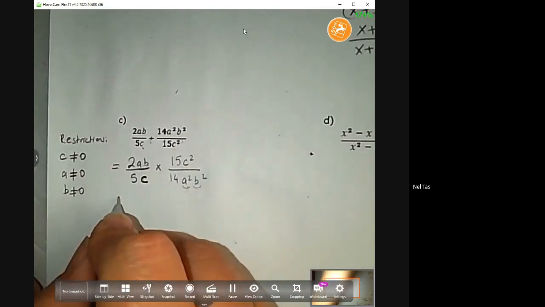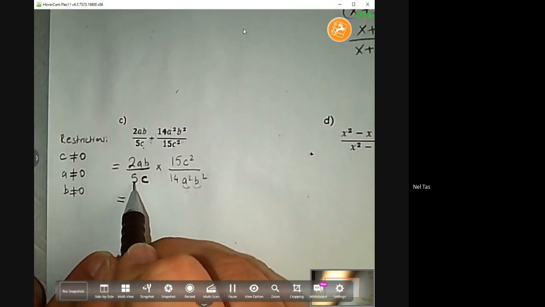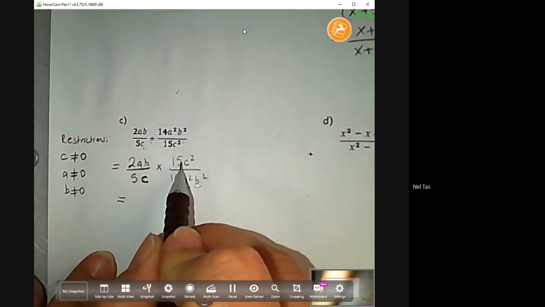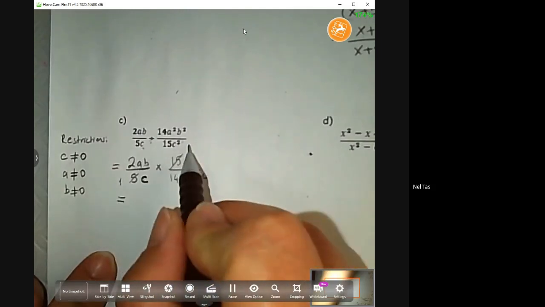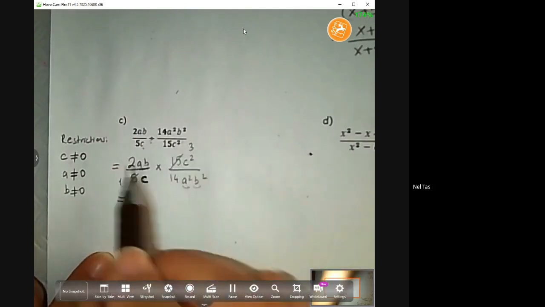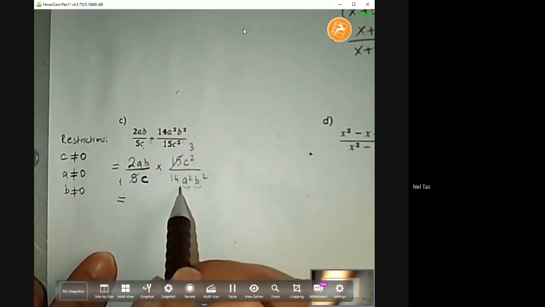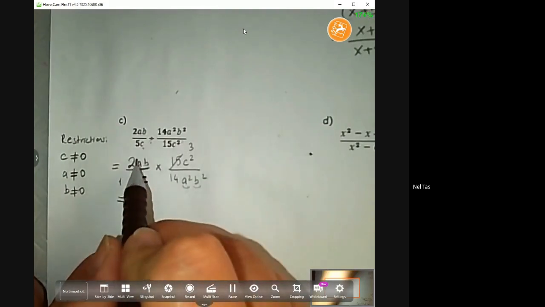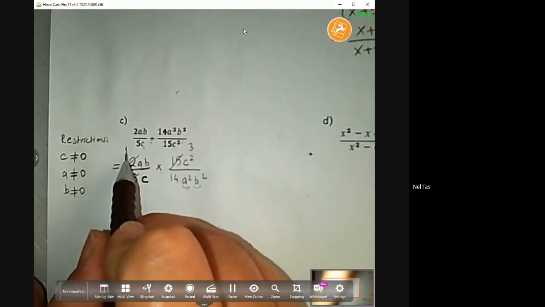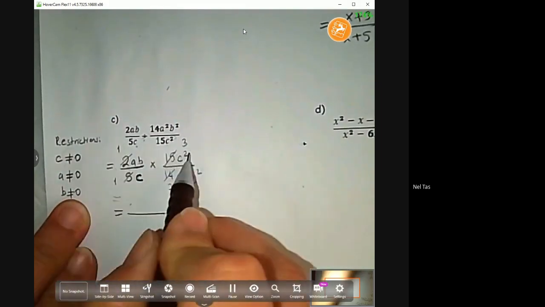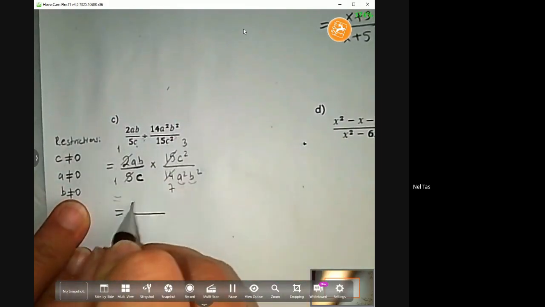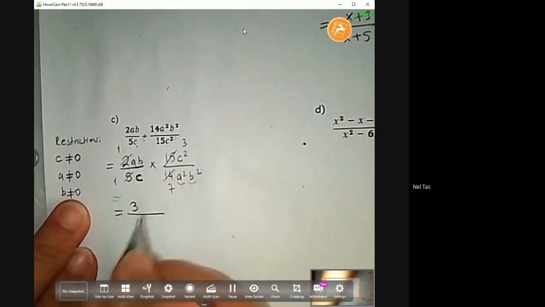Now we can start simplifying. 5 and 15. Both are divisible by 5. So 5 divided by 5, 1. 15 divided by 5, 3. 2 and 14. Both are divisible by 2. So you get 2 divided by 2, 1. 14 divided by 2, 7. Okay. So what do we have? 1 times 3, 3. 1 times 7, 7.